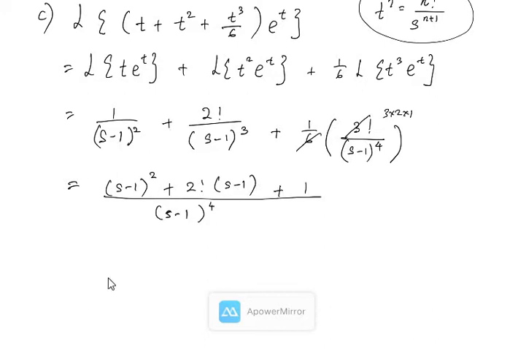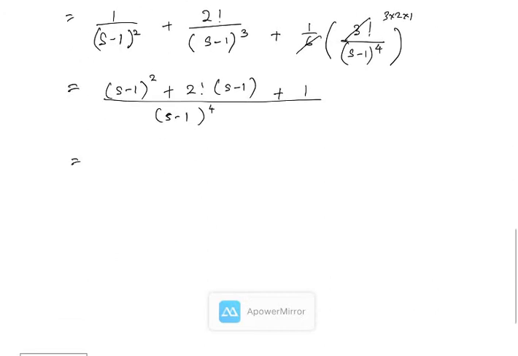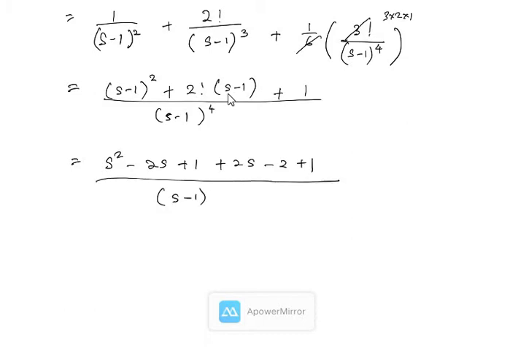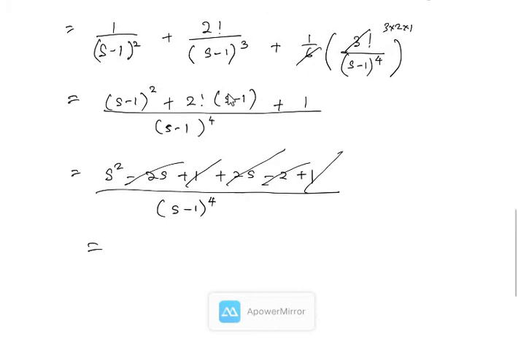Okay. And now we can simplify. We expand this one and multiply in this one. So we get s squared minus 2s plus 1, then plus 2s minus 2 plus 1, divided by (s minus 1) to the power of 4. So this one cancels out, this one and this one also cancel out. I'm left with s squared divided by (s minus 1) to the power of 4. Okay, so that's it for the shifting property.